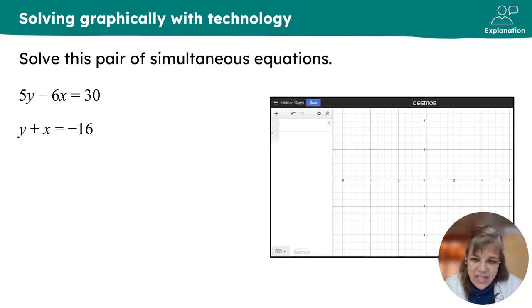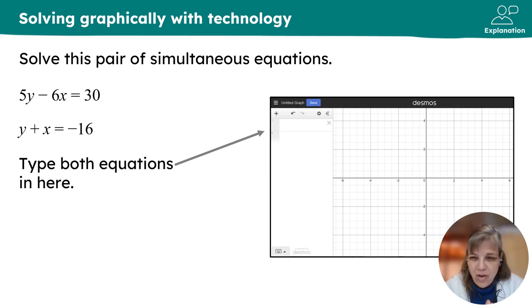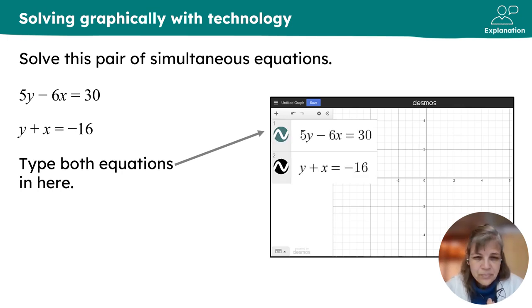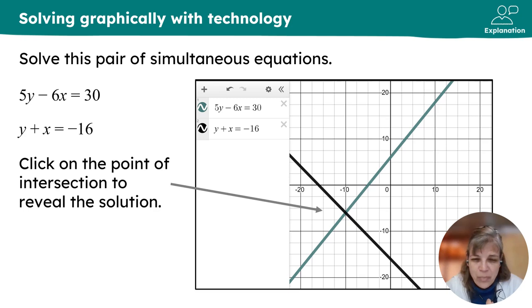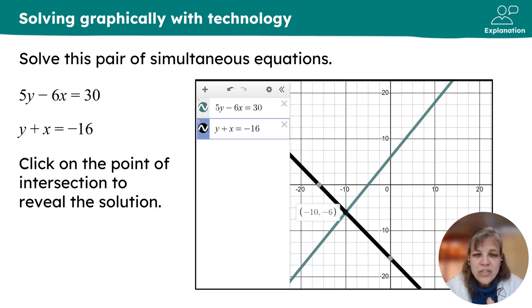Now punch in these two pairs of simultaneous equations. You'll need to pause the video until you've done it. They will show up on the left-hand side there. If you punch in these lines correctly, you should end up getting two lines on your tablet. If you click on the point of intersection, it will show you what the value of the point of intersection is.